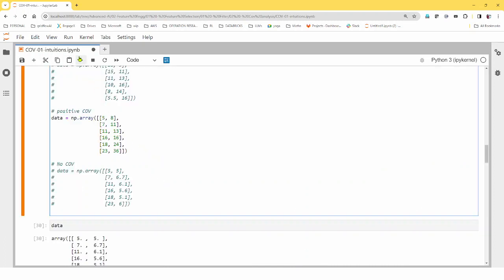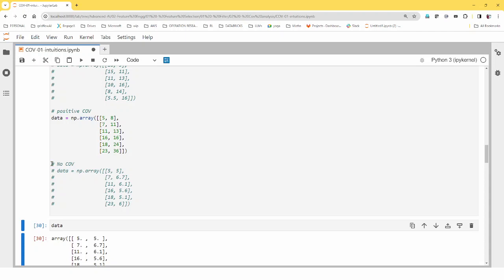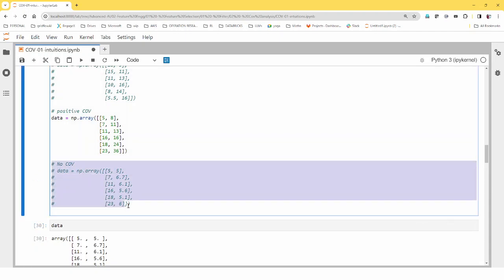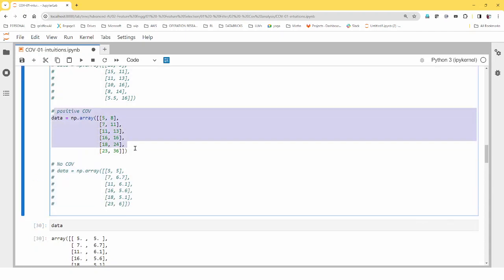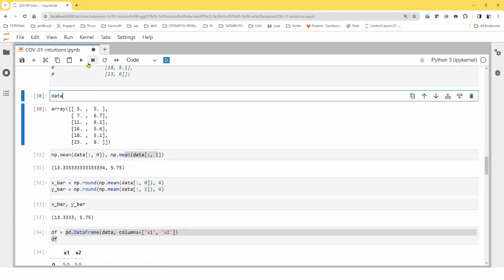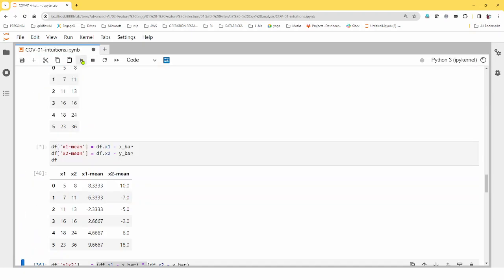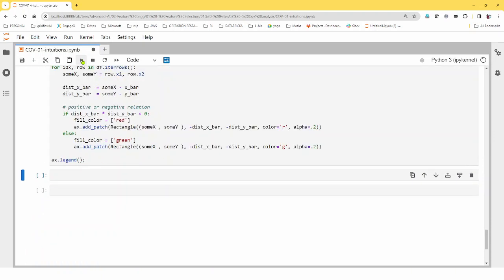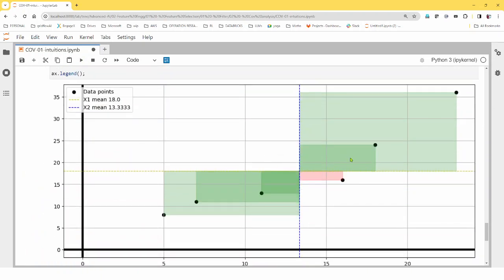Let's look at this one more time. This is my positive. I think I made a mistake in the previous one. I just commented out the last one here. So this is going to be positive data, and then let's run all of these and see. Yes, now you see a positive covariance. That means the data is predominantly in this direction.